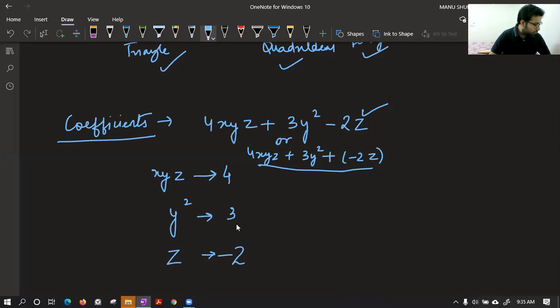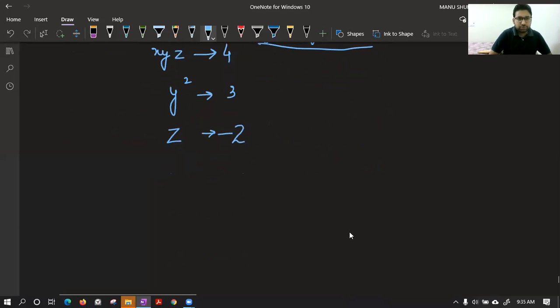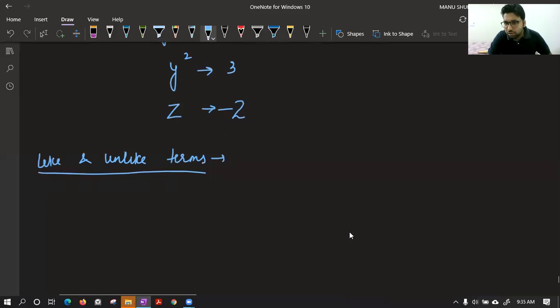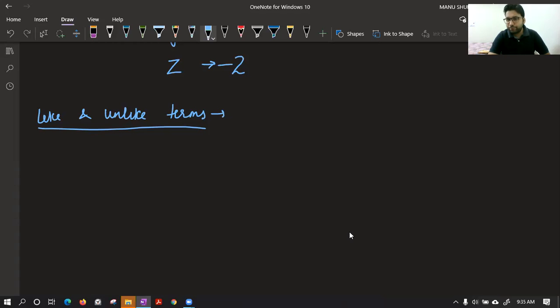After this, we have learned like and unlike terms. Yesterday, we discussed like and unlike terms. Yesterday, Lavya asked a very good question from me. Yes, you have to put a plus sign in between always because negatives are with the number only.